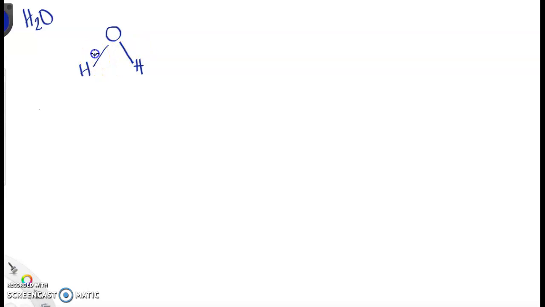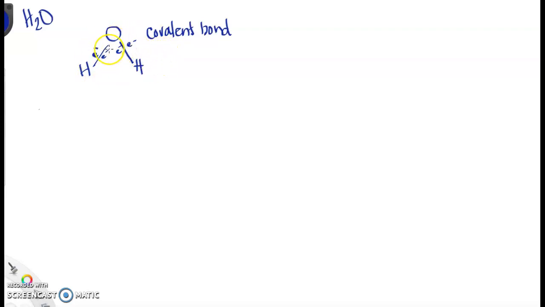Okay, so they share electrons. So hydrogen has one electron. This hydrogen has one electron. Oxygen needs two, so oxygen shares hydrogen's one electrons with each of them.